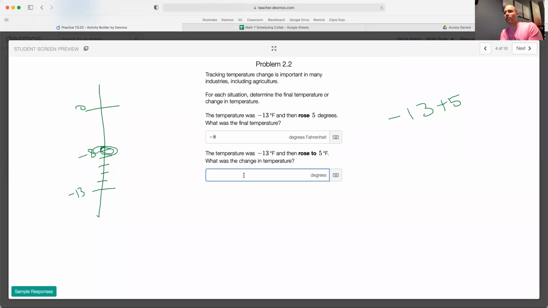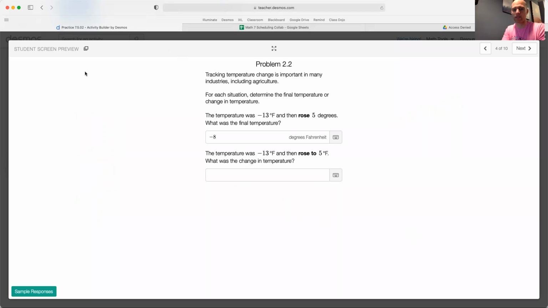And the last one's a little different. You have to read it carefully. It says the temperature was negative 13 degrees and then rose to 5 degrees, all the way to positive 5. What was the change in temperature? So there's a few different ways to think about this one. You could think of it as a number line.